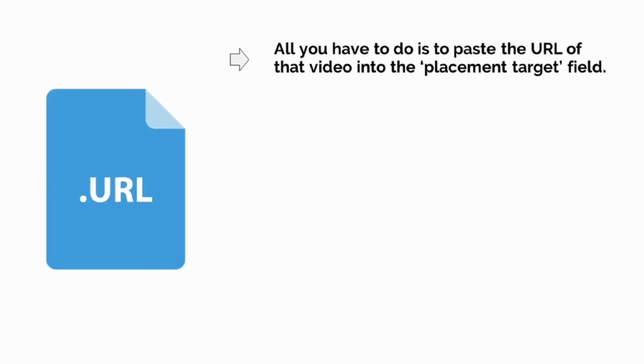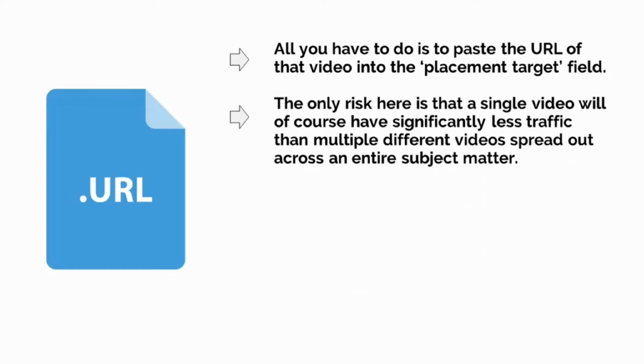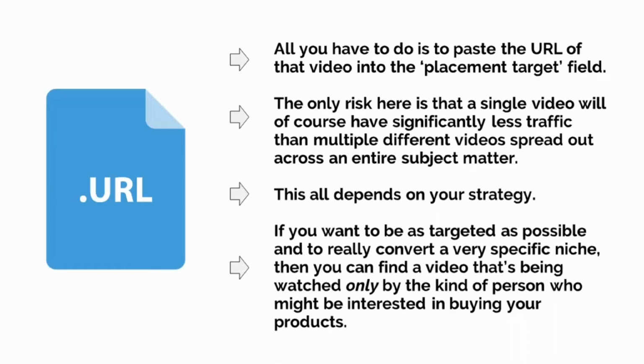All you have to do is paste the URL of that video into the placement target field. The only risk here is that a single video will of course have significantly less traffic than multiple different videos spread out across the entire subject matter. Then again though, this all depends on your strategy. If you want to be as targeted as possible and to really convert a very specific niche, then you can find a video that's being watched only by the kind of person who might be interested in buying your products.